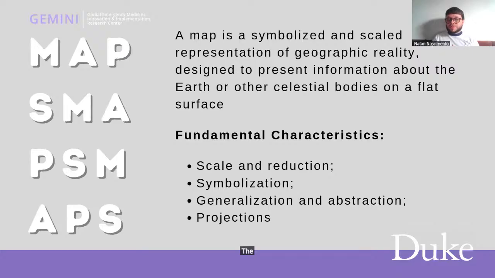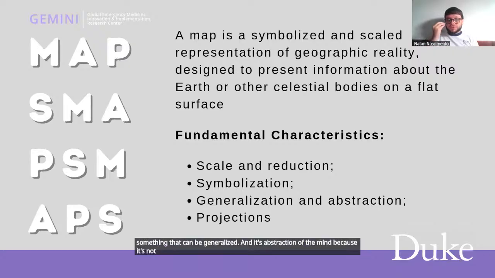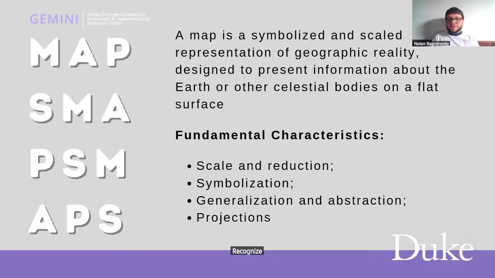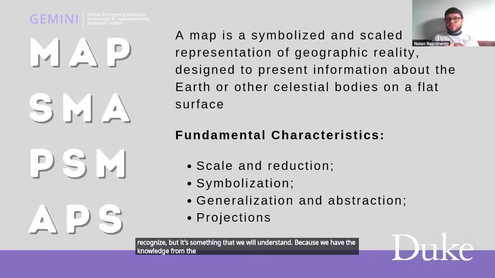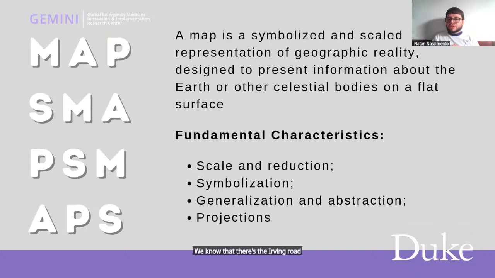The map also must be a generalization and abstraction. So it needs to create something that can be generalized. And it's an abstraction of the mind because it's not something that we will see and instantly recognize, but something that we will understand because we have the knowledge from the real world. So if we're going to the Duke campus, the Duke West campus, we know that there's the Irving Road that goes along with it, and we know where it starts, we know where it ends in the Duke campus.